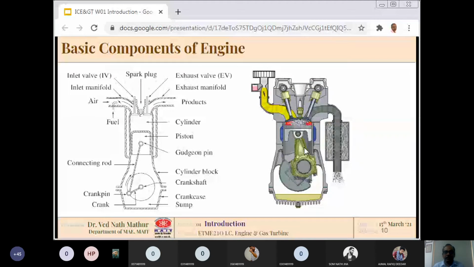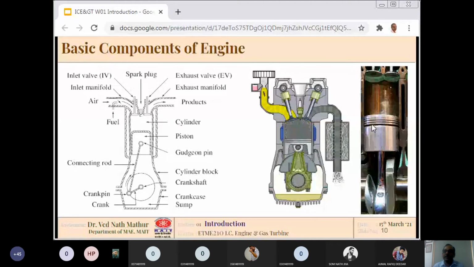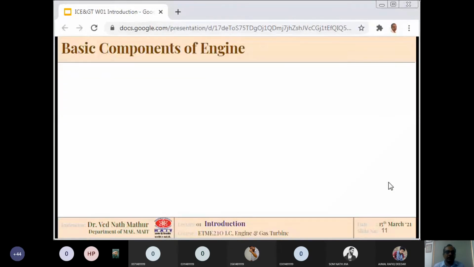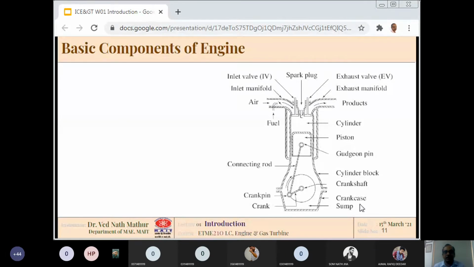I'll show you a photograph of one of the actual piston-in-cylinder arrangements. You can see this piston inside a cylinder, and on top there are 2 valves. It's a cut section of the engine, and you can see grooves inside the piston. These are grooves for piston rings, and on the bottom side, the horizontal one is the crankshaft. So let us see what the basic components of this piston cylinder arrangement are.